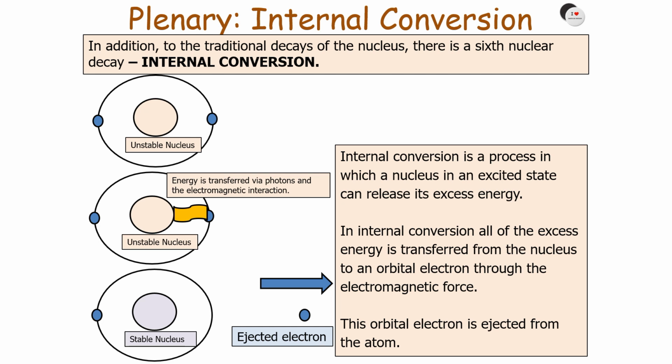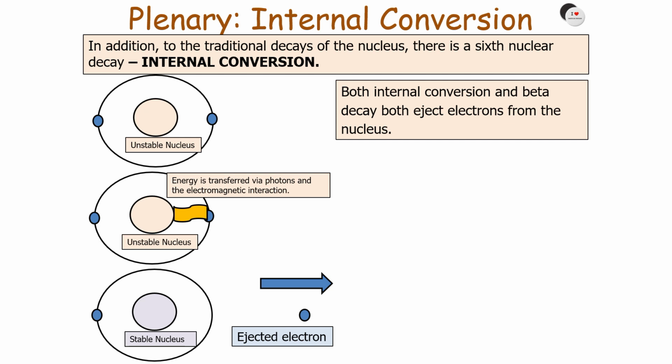internal conversion. Internal conversion is a process in which a nucleus is in an excited state and can release its excess energy. In internal conversion, all of this excess energy is transferred from the nucleus to an orbital electron through the electromagnetic force. The orbital electron is then ejected from the atom.